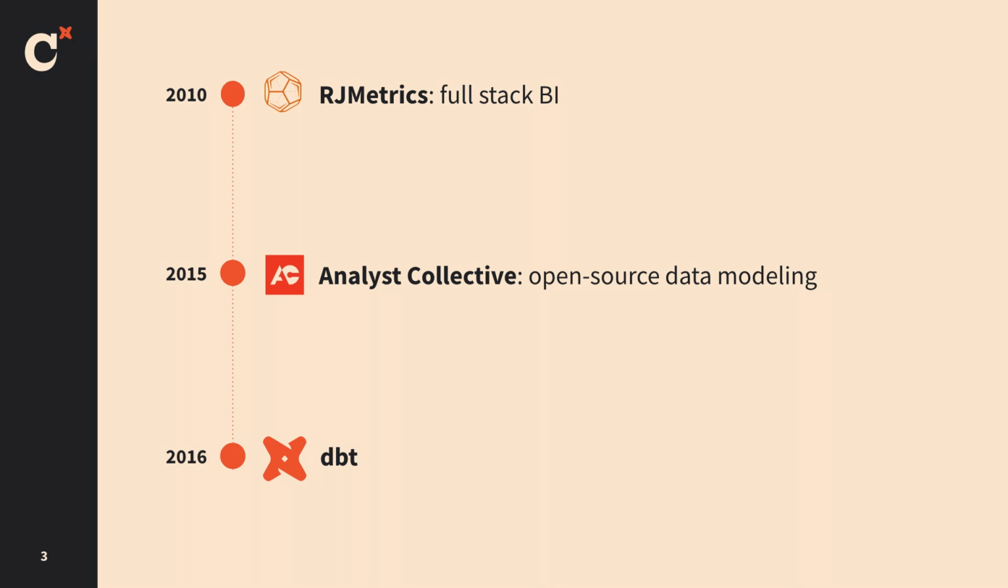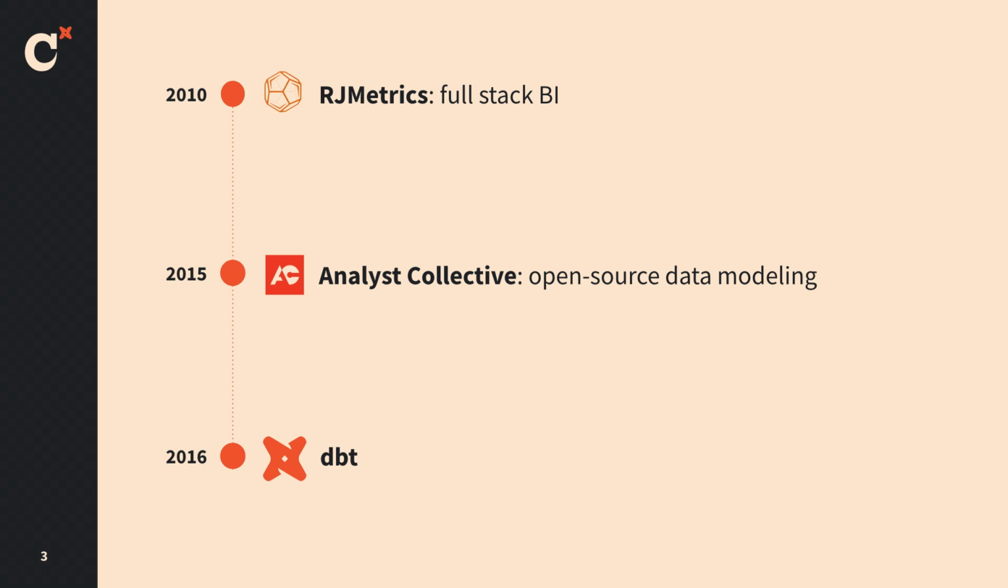What I mean by that is RJ Metrics tried to do everything in that data stack. We were data integration, pulling data out of databases and SaaS tools. We were loading that data into a data warehouse that we managed. We were modeling and transforming that data in the data warehouse. And we also built the end user consumption BI tool. And so that was a lot.